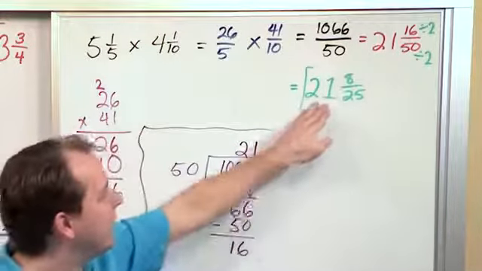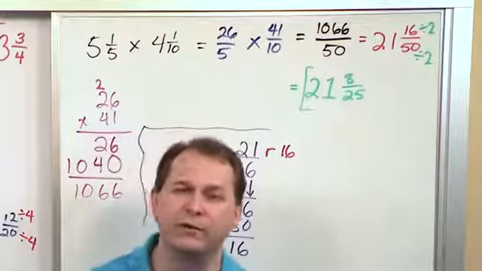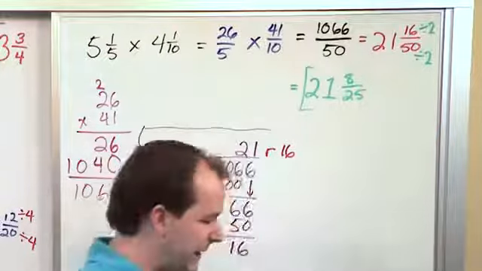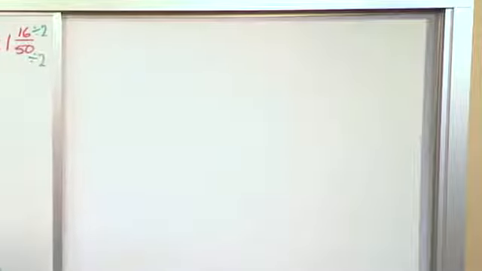And the answer I get is 21 and 8/25. So the answer is in the right ballpark. So you always want to make sure of that when you do any kind of calculation. All right? So let's go off and do a couple of additional problems.